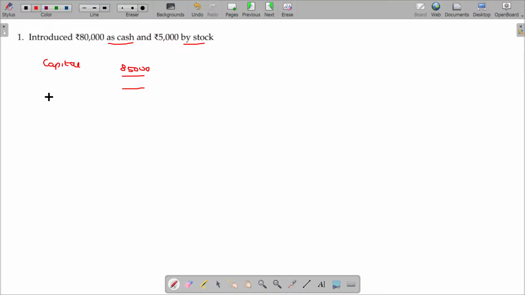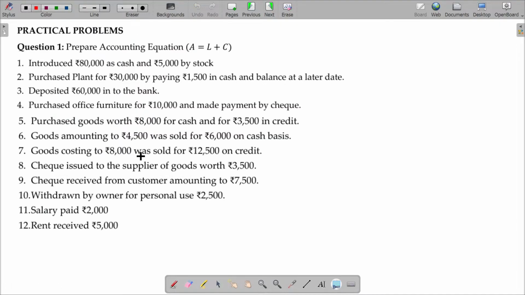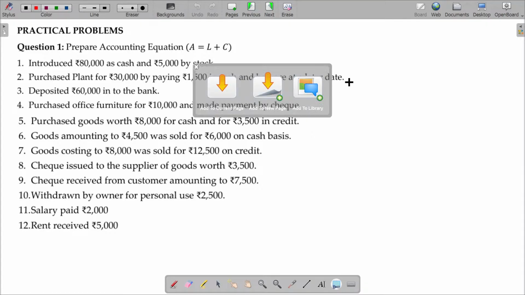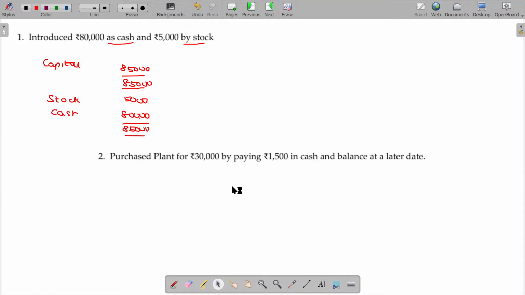And in assets, we have stock rupees 5,000 and we have cash rupees 80,000. The total of assets is 85,000, the total of capital is 85,000. Of course, we don't have liabilities currently. This is the first one. Is that clear? Let's move on to the second transaction from there.